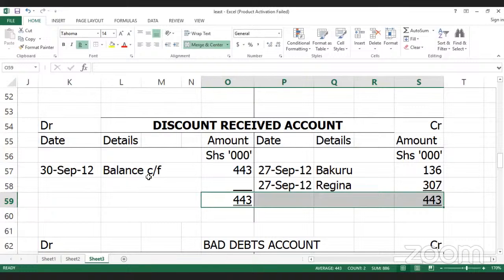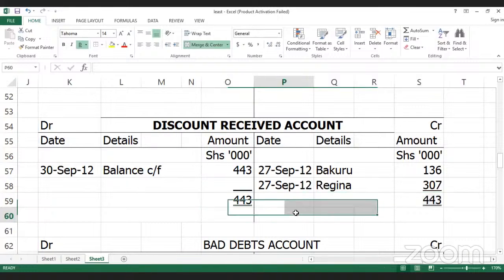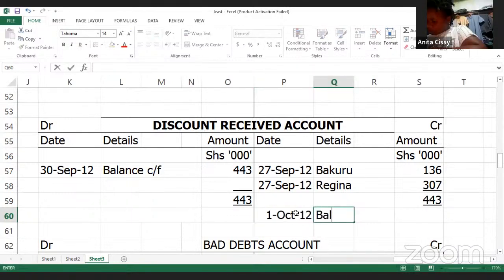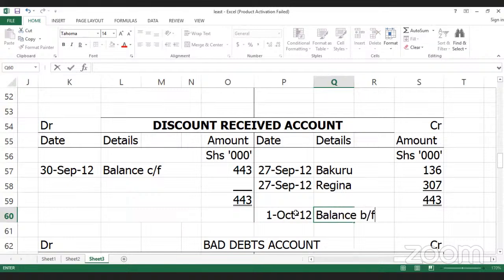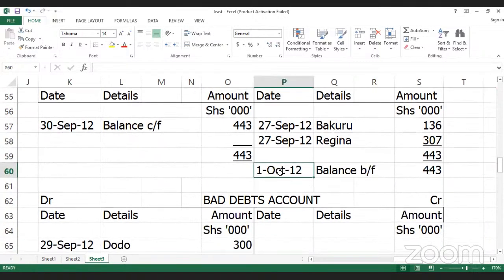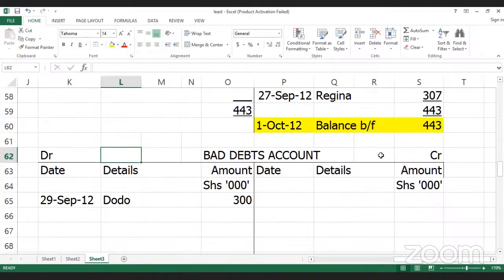So being that the credit side is bigger, your balance brought forward will be on the opposite side at the start of the next month. Balance brought forward, 443. That is the discount received account. That's a credit balance.